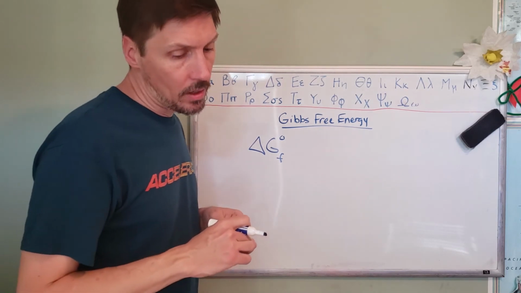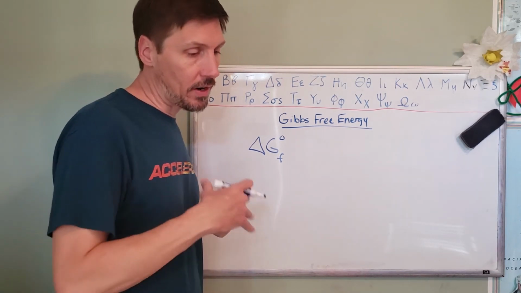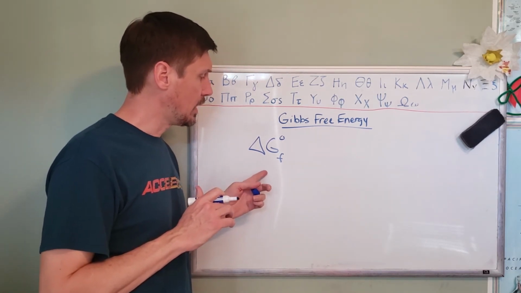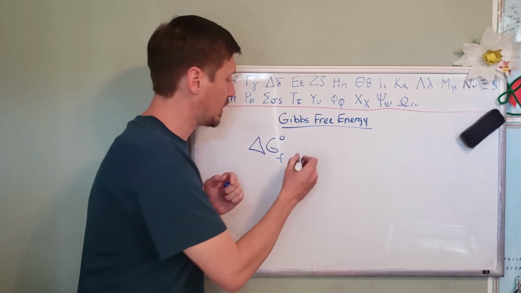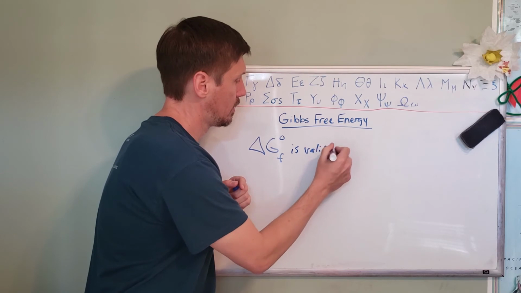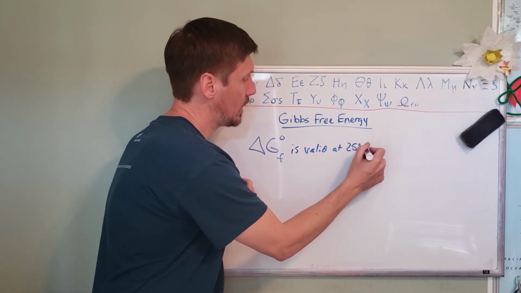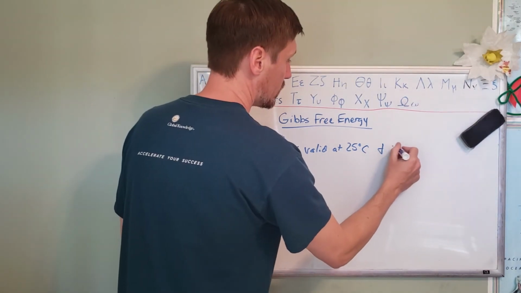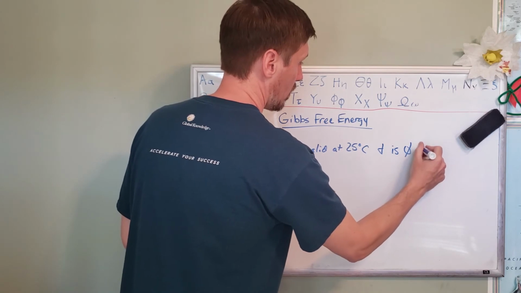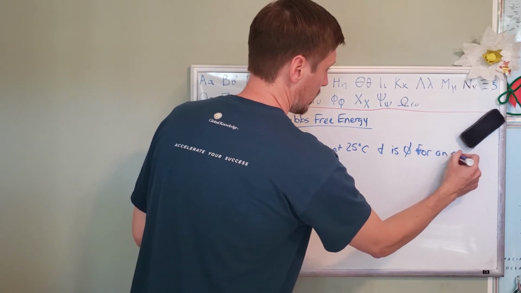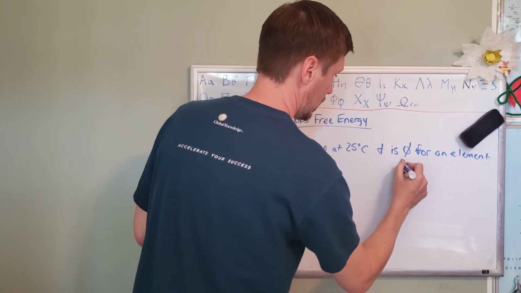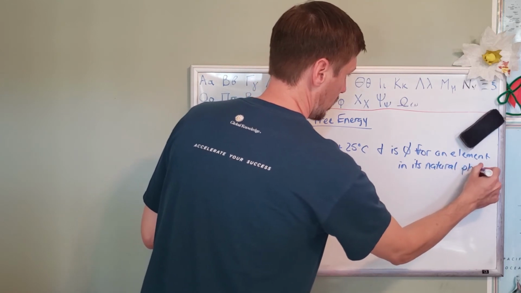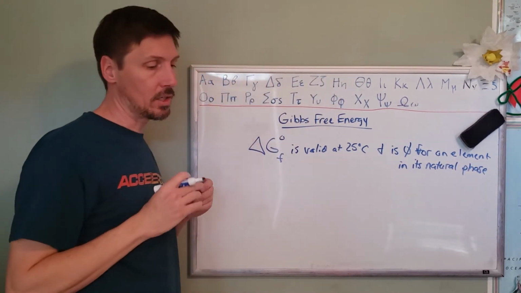And so the equation for calculating this is going to look very similar to what we had for change in H, but the one thing that we need to note with this also is that this value, like I said, is valid at 25 degrees Celsius. And the other thing is that it's 0 for an element in its natural phase. Right, so we saw that to be the case with the change in enthalpy of formation as well.